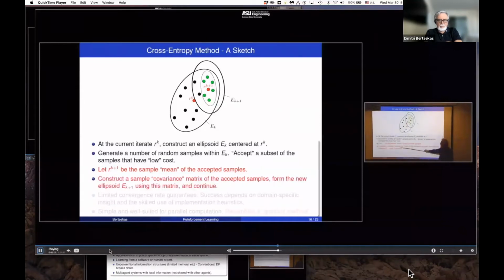Okay, so let me repeat. We construct a sample covariance matrix of the accepted samples, and form the new ellipsoid using this matrix, and continue.